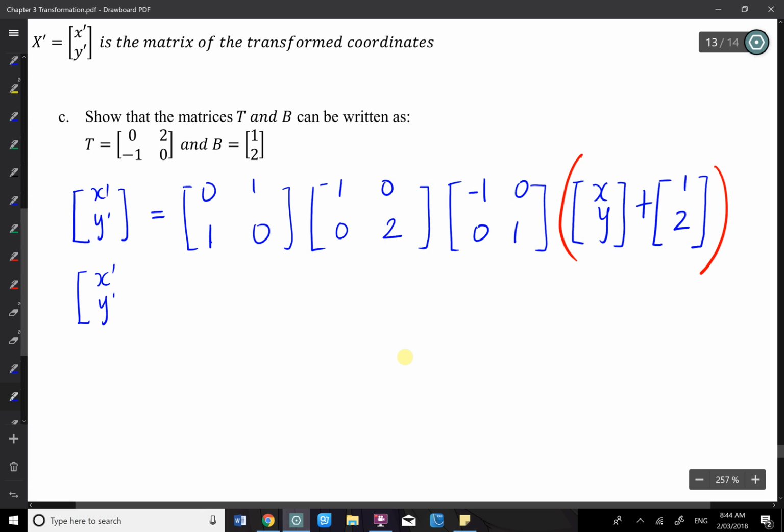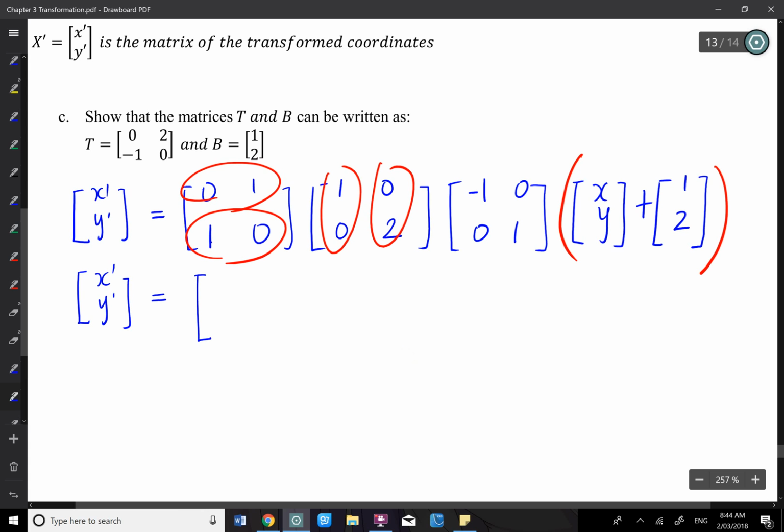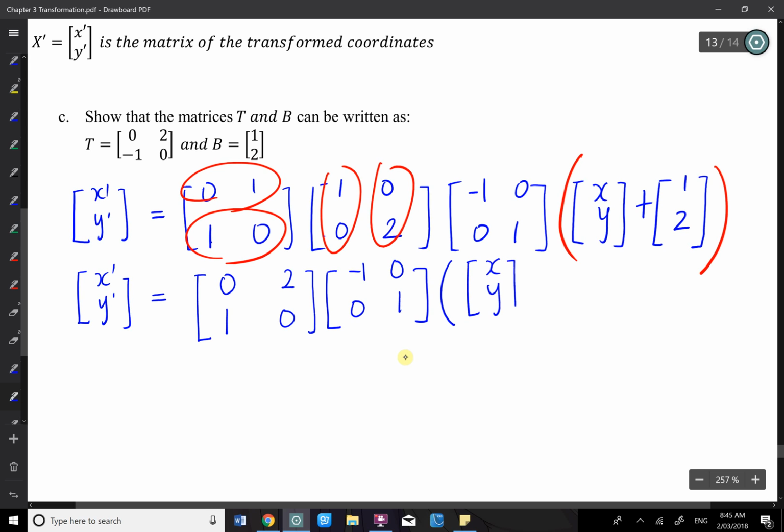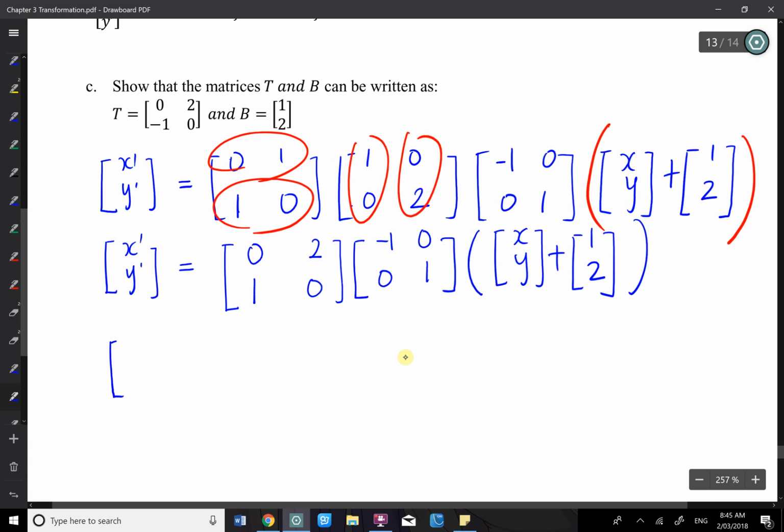That's (x dash, y dash) equals to, okay, first row times by column. 0 here, 2 here, 1 here, and 0 here, times with the next matrix, then bracket (x, y). The calculation order must be the same as the transformation order, so you have 1, 2 here. Then keep calculating that.